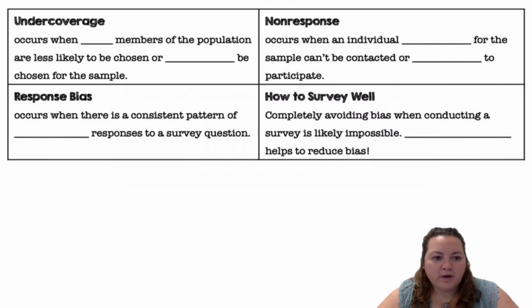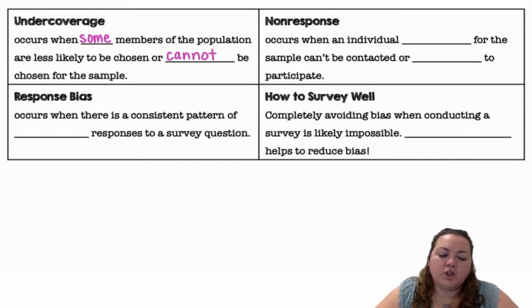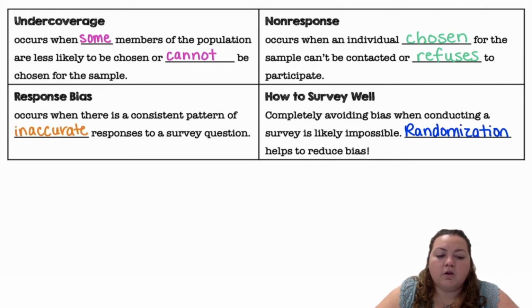All right, so some vocabulary. Undercoverage occurs when some members of the population are less likely to be chosen or cannot be chosen for the sample. Non response occurs when an individual chosen for the sample can't be contacted or refuses to participate. Response bias occurs when there is a consistent pattern of inaccurate responses to the survey questions.